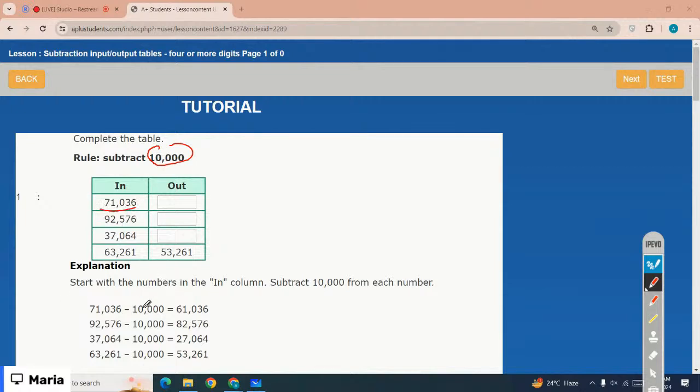Just subtract 10,000 out of 71,036. When you subtract 10,000, just the 10,000th digit changes. 7 minus 1 is 6, the rest of the digits are the same. Then 92,576 is 82,576. 37,064 is 27,064. And 63,261 is 53,261. So you need to apply the rule on each input value to calculate the respective output value. Let's start with the test questions.